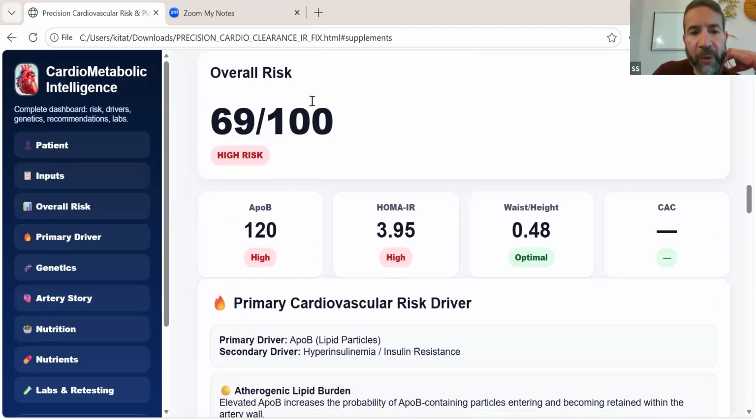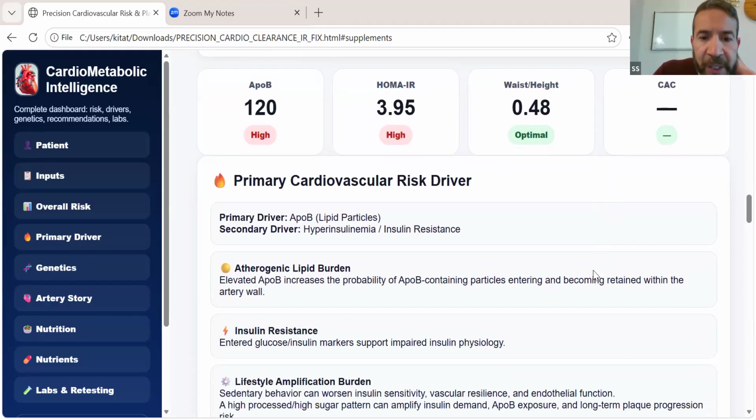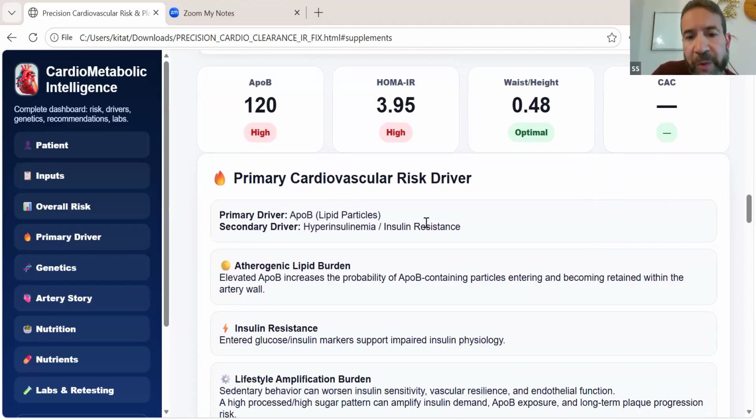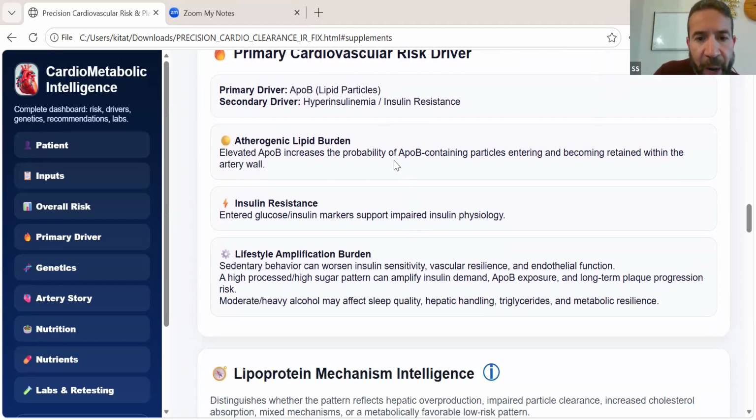All right, so this is the overall risk. This person is high risk. And the reason for that is because of high ApoB and his insulin resistance. His waist to height, or midsection body composition, is under control. The CEC, we didn't do it. We didn't fill it. All right, so the primary cardiovascular risk drivers are ApoB and insulin resistance. Okay, and these are just explanations of why. Anytime I identify something as primary, secondary, I give you the why.